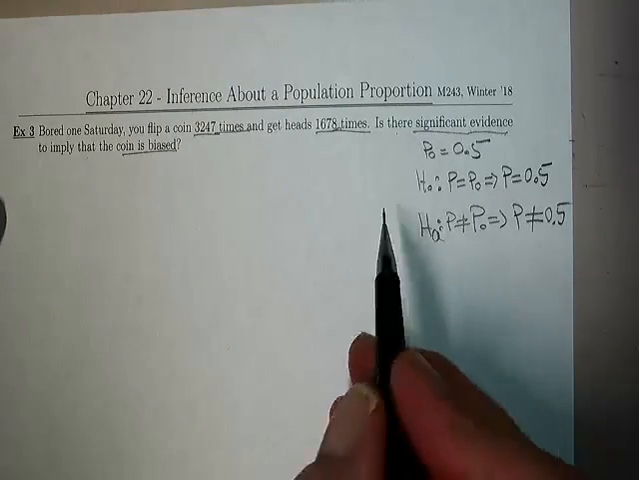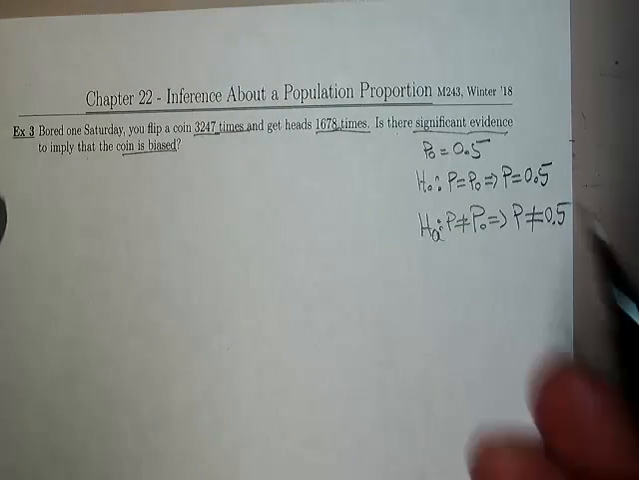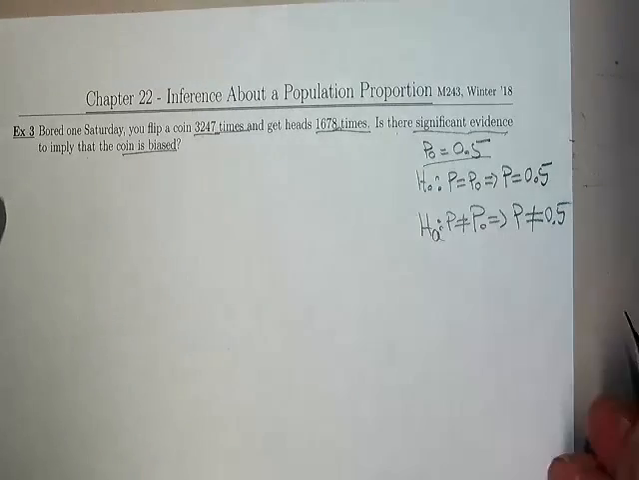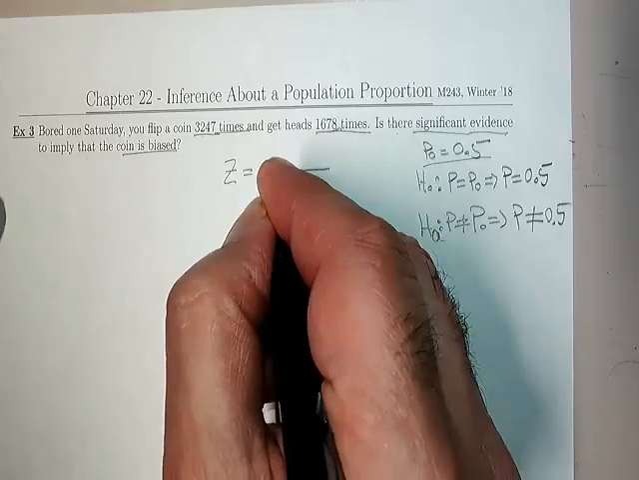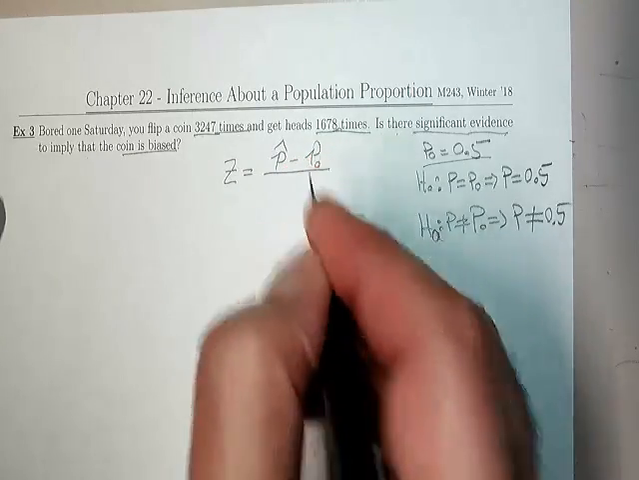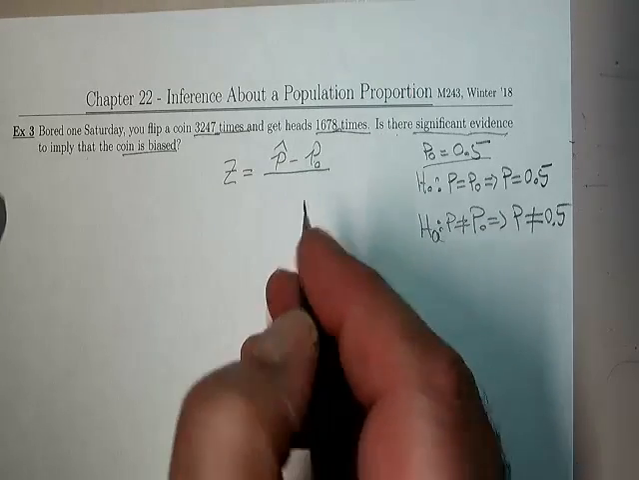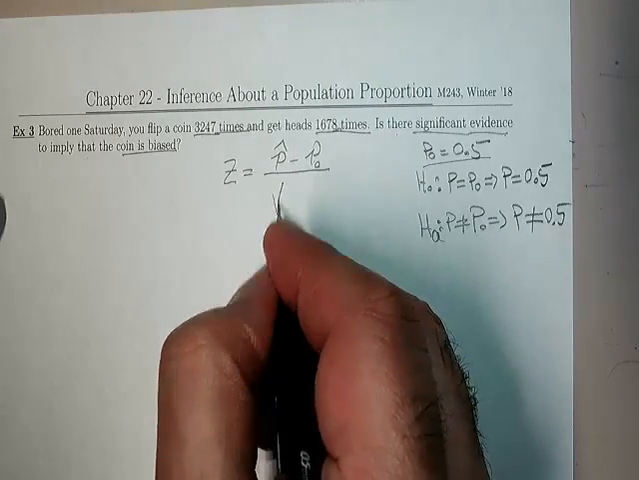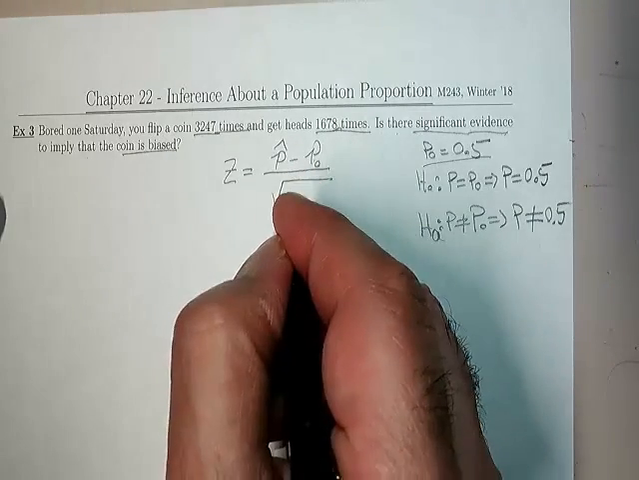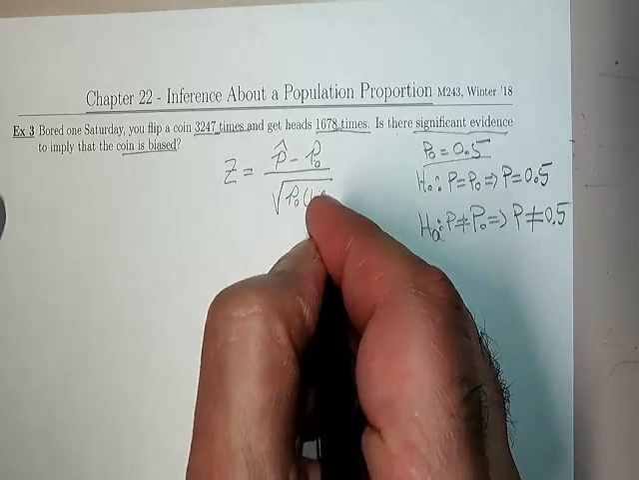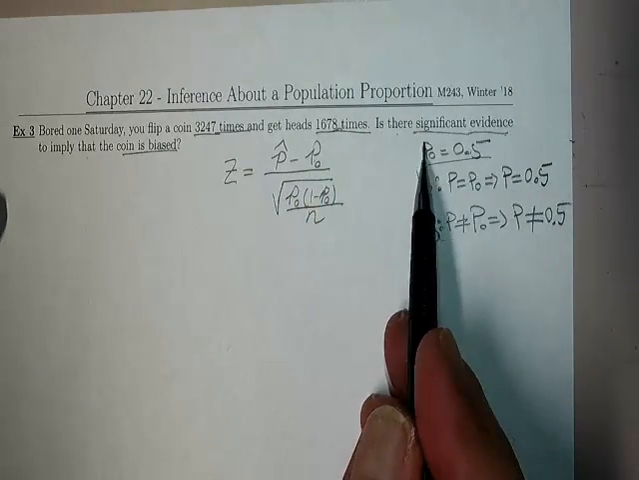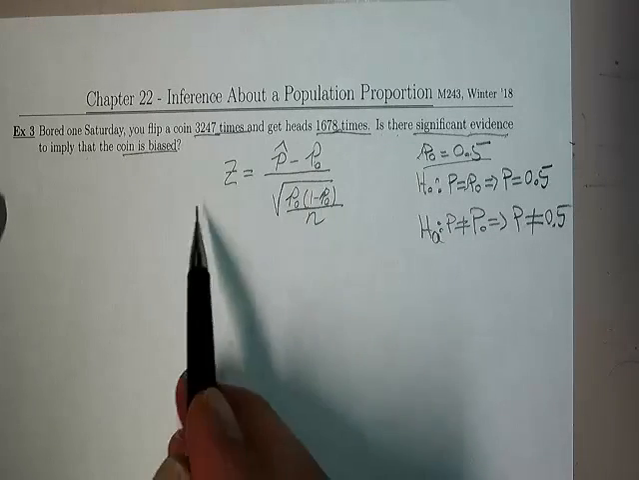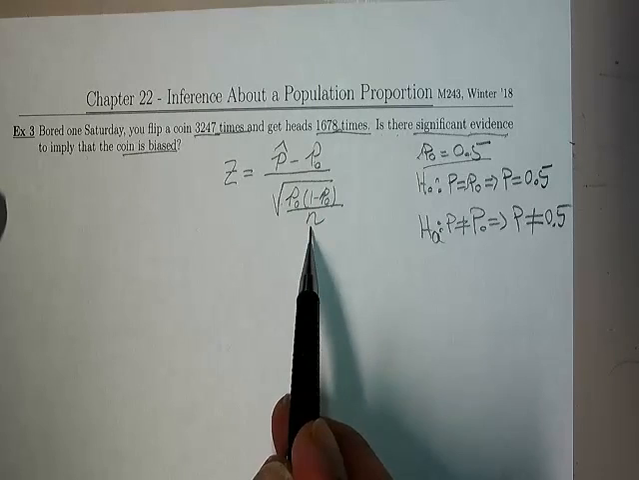Okay. Now we wrote those. Now we have to figure out what the P hat is. We know what P0 is, and remember, in order to calculate the P value, we need to know Z. Remember, Z from the last page is equal to P hat minus P0, the population proportion, divided by the square root of P0 times 1 minus P0, divided by N. So we do have P0 here.